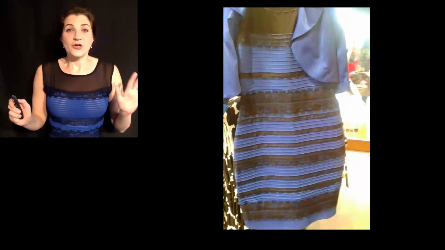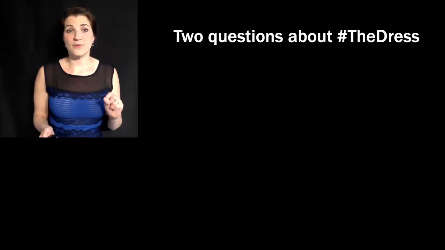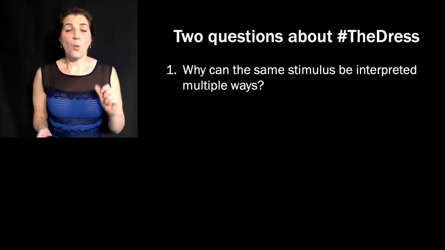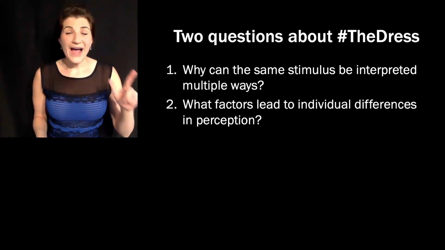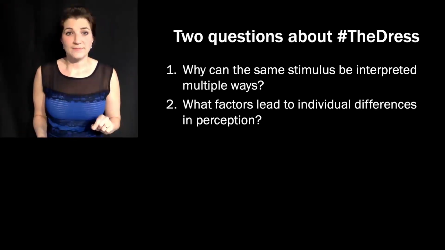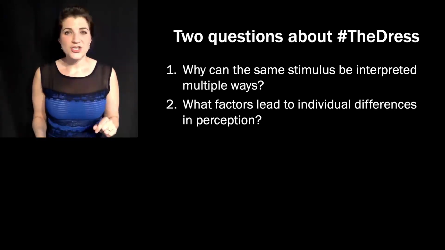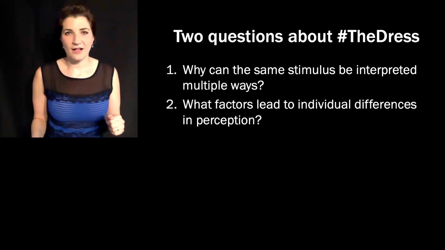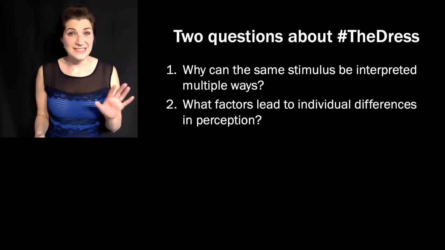All right, so there are two questions that perceptual psychologists are particularly interested in when we talk about the dress. The first one is, why can the same stimulus be interpreted in multiple different ways? And the second one is, why do different people see it differently? Again, like the Yanny Laurel thing, notice that the question of, yeah, but who is right, is not one of the things that we're going to tackle. Perception is an inference. What we're interested in is the inferences that you are making.